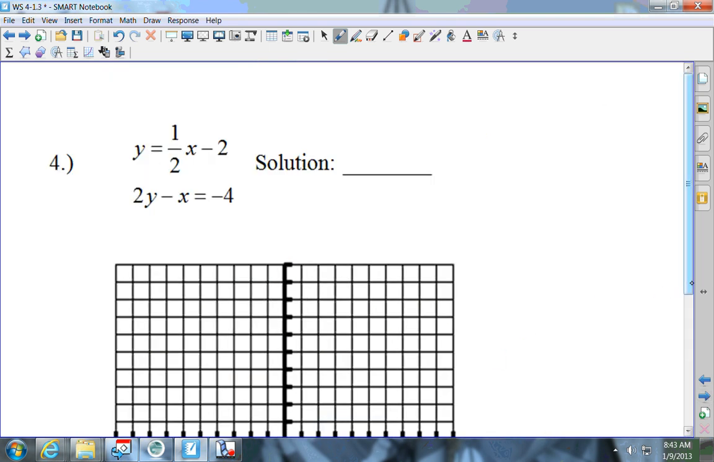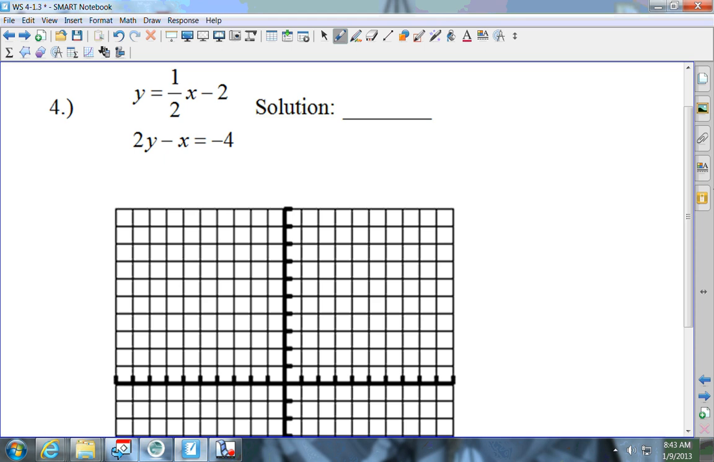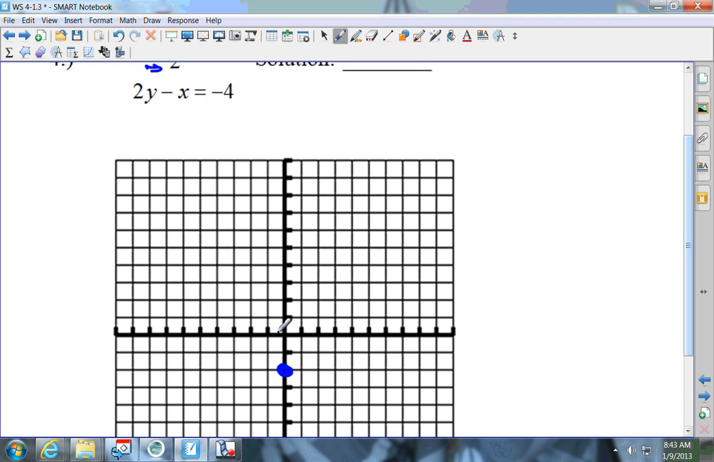Number 4. First one, let's go ahead and graph the first one. Start at the y-intercept at negative 2, 1, 2. The slope is 1/2, tells me to go up 1 to the right 2. So I'm going to start down here, and I'm going to go up 1 to the right 2, put a dot, and repeat. I can go backwards, down 1 to the left 2, and repeat. Then draw my line to connect my dots.